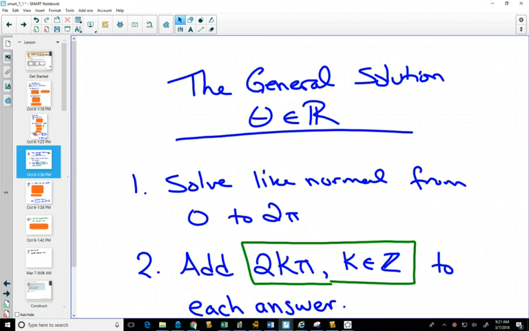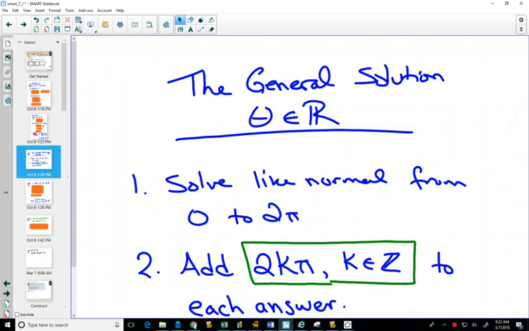Well, the general solution for solving trig equations is just putting together two concepts from chapter 6 that you already know. You already know how to solve like normal from 0 to 2 pi. And so that's how you're going to start. You're going to solve your equation just like we've solved all these other ones, find our reference angle, use the CAST rule to find the quadrants, and write our answers from 0 to 2 pi.